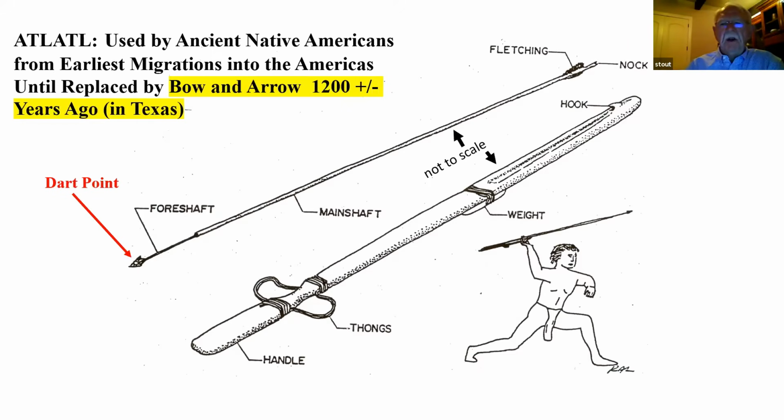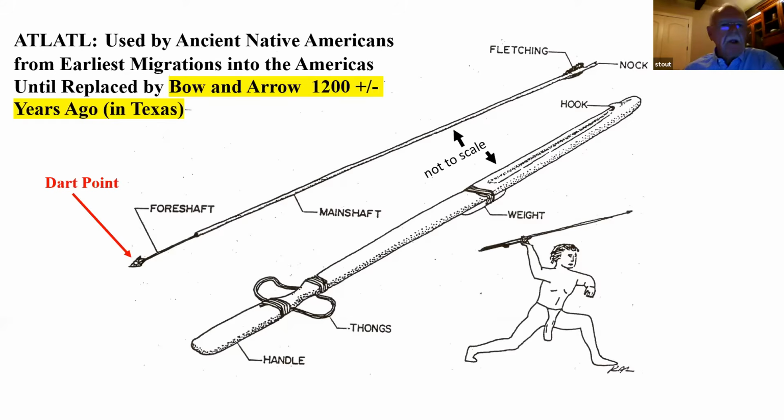And then you can see the Native American there throwing it, and as he throws it, it comes off of that wooden stick, and there's leverage created. So the shaft flies at a greater velocity than it would if you just threw it with your naked arm. Probably two times at least the velocity. And that's what they used to hunt until the bow and arrow came along.